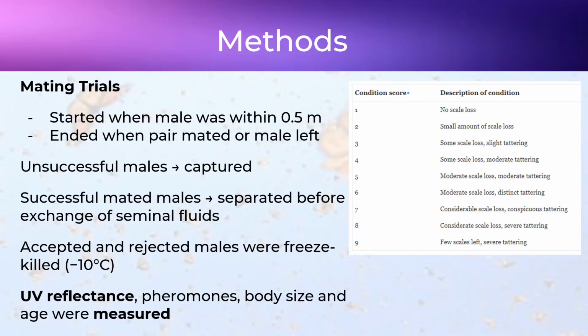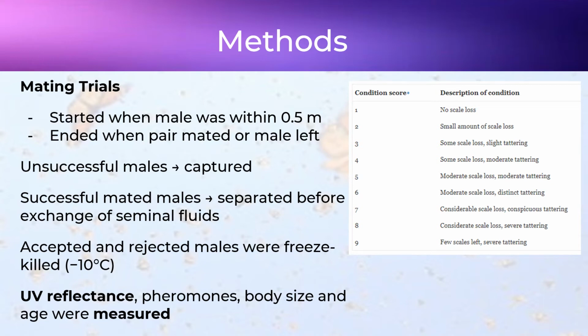For the mating trials, one singular female would be released into a field of male butterflies, and a mating attempt was recognized when a male was within 0.5 meters of that female. It ended when the pair was either mated or the male just left. The unsuccessful males were captured, and the successful mated males were separated before they could exchange seminal fluids.